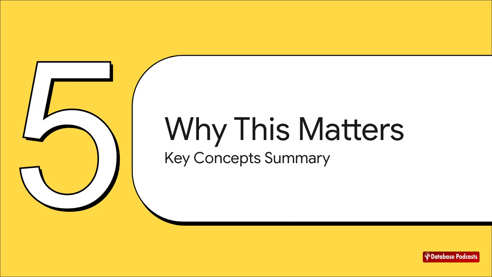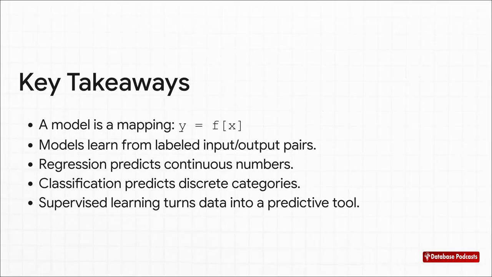So, we've talked about what a model is, how it learns, and the two main types of problems it can solve. Let's just take a moment to pull this all together and recap the most important takeaways. So here's what it all boils down to. Remember, a model is just a function at its heart, y equals f of x. These models learn by studying tons of historical examples that are already labeled with the right answers. They learn to do one of two things: predict continuous numbers, which we call regression, or predict discrete categories, which we call classification. And that, in a nutshell, is the power of supervised learning. It's a method for turning all that historical data in your tables into a real tool that can help predict the future.